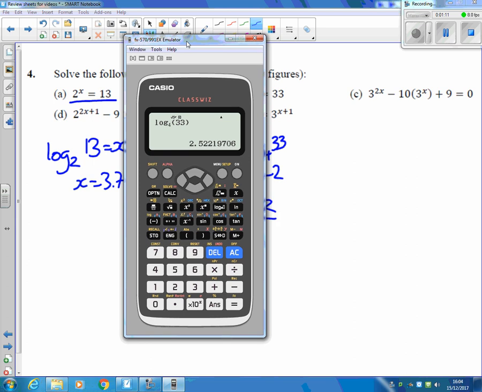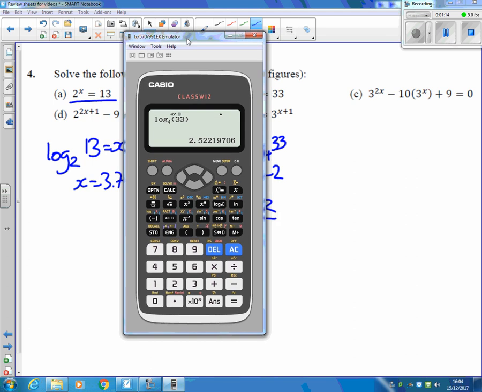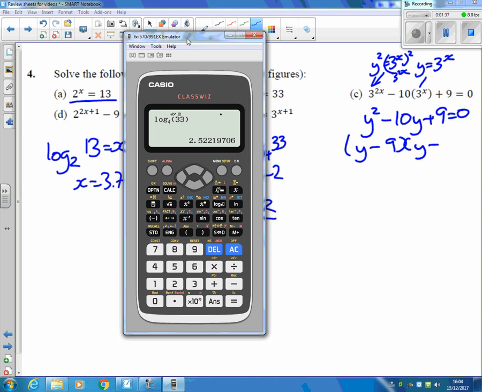The third one takes a little bit more thought though. The third one is a quadratic, and the quadratic that you spot here is that this bit here is 3 to the power of x, and if I square that, y squared, 3 to the power of x all squared, or 3 to the power of 2x. So we've got to solve this quadratic first. That you can do in your calculator, or it's pretty quick just to factorize it, isn't it? We've got answers of y equals 1 or y equals 9.